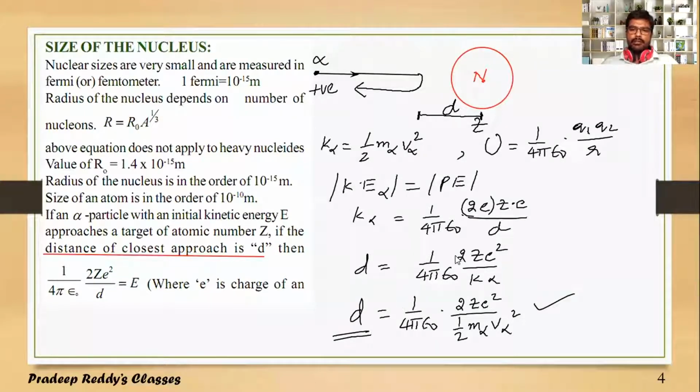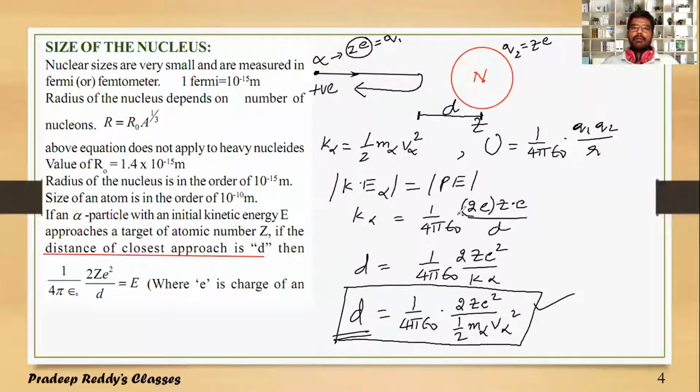And I am writing here 2 because the charge of this alpha particle is 2 times the charge of the proton. That's the reason why I have taken the charge of the alpha particle as Q1, which is 2 times that of the proton. And the charge of the nucleus is Q2, which depends on how many protons there will be, it is equal to Z number of protons. Charge of each proton is E. So that I have substituted here. So finally I have got the equation for the distance of closest approach for the alpha particle from the nucleus.